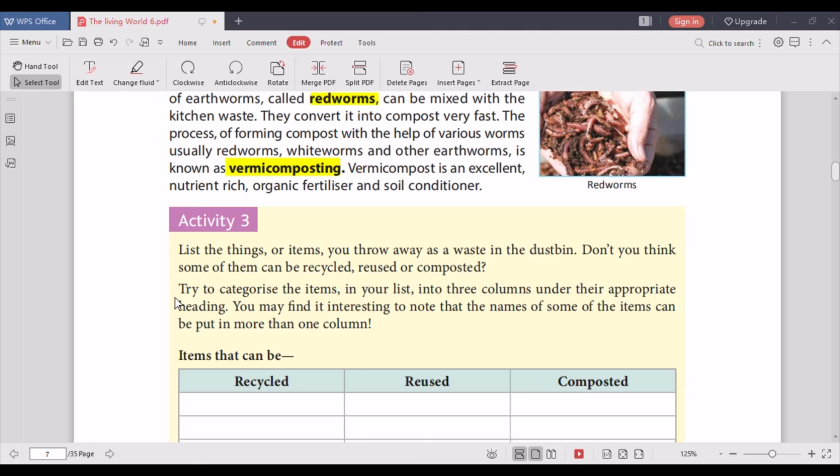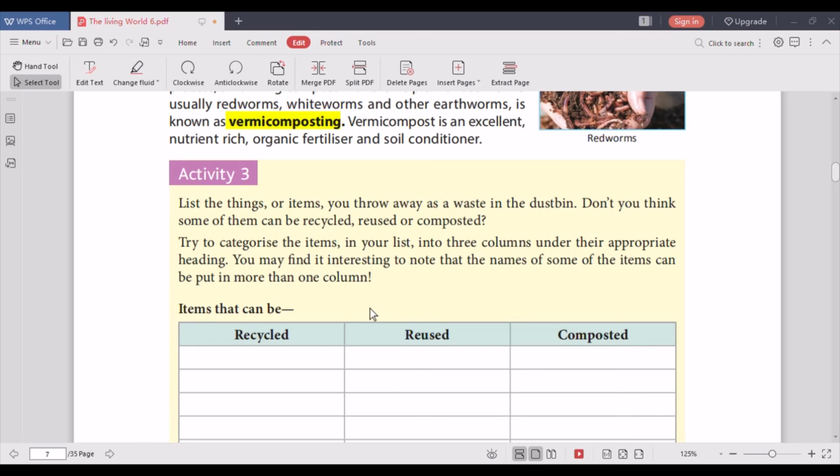So here is activity 3. List the things or items you throw away as waste in the dustbin. Don't you think some of them can be recycled, reused or composted? Try to categorize the items in your list into 3 columns under their appropriate heading. You may find it interesting to note that names of some of the items can be put in more than one column.